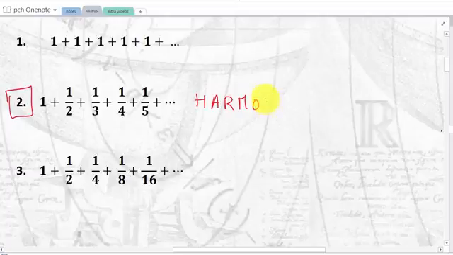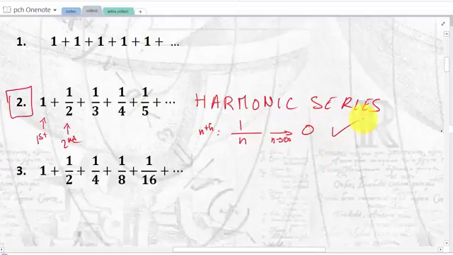Series number 2. 1 plus 1/2 plus 1/3 plus 1/4 plus 1/5 plus etc, etc, etc. This is a very important series in math. It's called the harmonic series. Okay? Harmonic series. Alright, what's going on with this series? Well, first of all, the terms do get smaller and smaller and smaller, right? I mean, if this is the first term, and this is the second term, then the nth term would be 1 over n, and as n approaches infinity, as n gets larger, this goes towards 0.